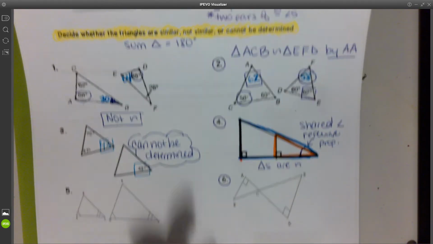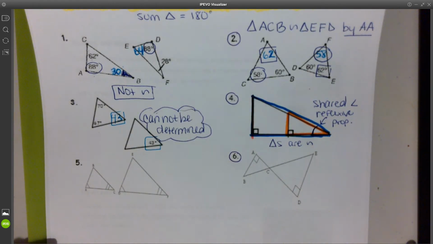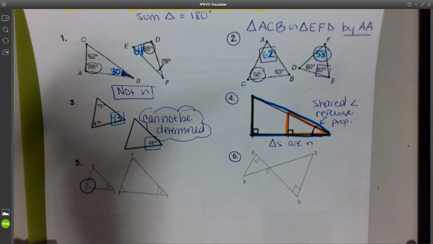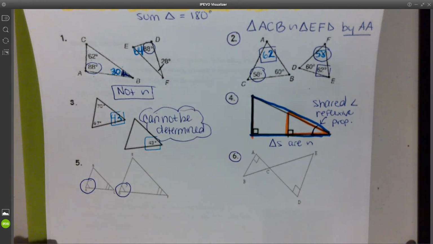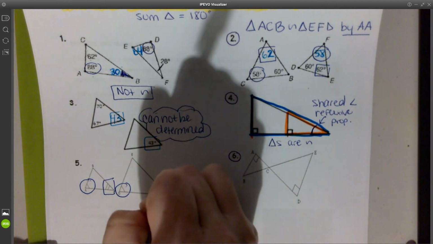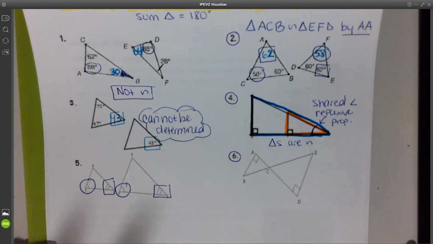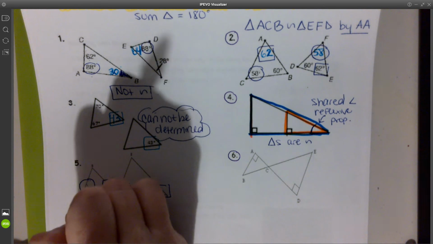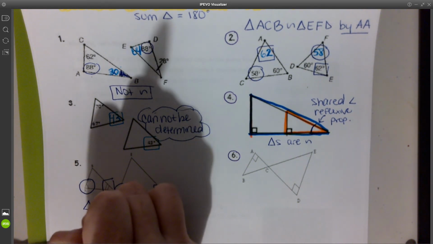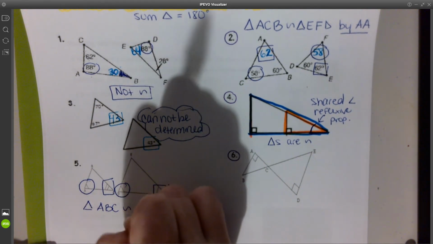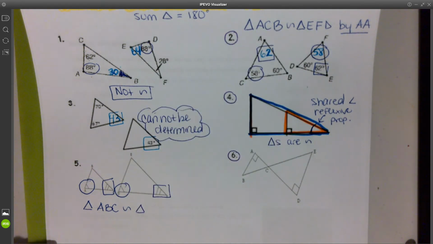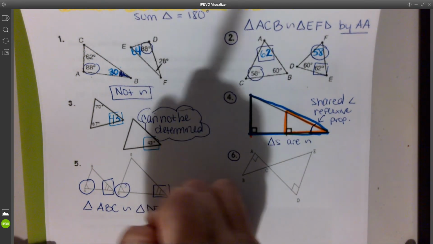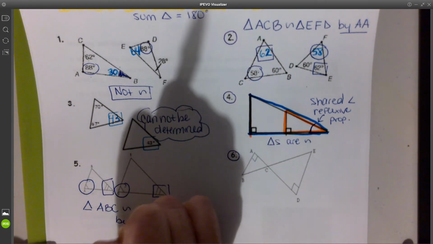All right, let's look at number 5. So I would like you to identify number 5 if the triangles are similar. All right, so in number 5, we have 1 pair of congruent angles here and a second pair here. So we do have our 2 pairs. Now we're going to make our similarity statement. So I can say triangle ABC is similar to triangle DEF. Remember, order matters, and we're going to say by AA.